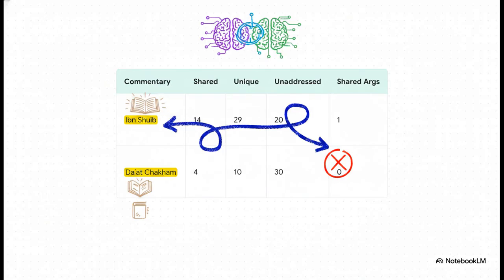And the numbers, well, they tell the exact same story our eyes just did. Take a look at Ibn Shu'ab. He shares 14 core concepts with Ramban. But then you look at the Da'at Chakam manuscript, and it's only 4. But the real kicker, the most telling number, is in that last column, shared arguments. Ibn Shu'ab is actually building on Ramban's structure. Da'at Chakam, 0. Not a single shared argument.